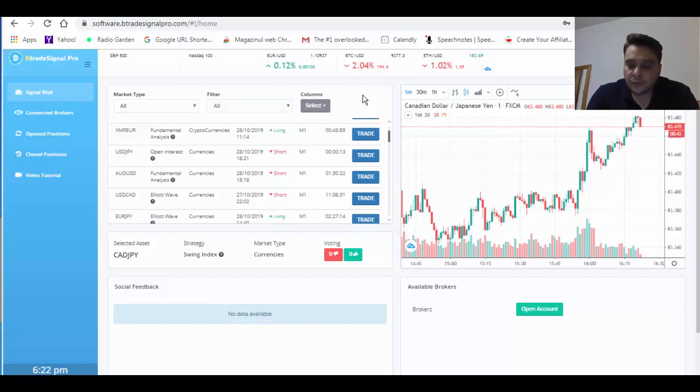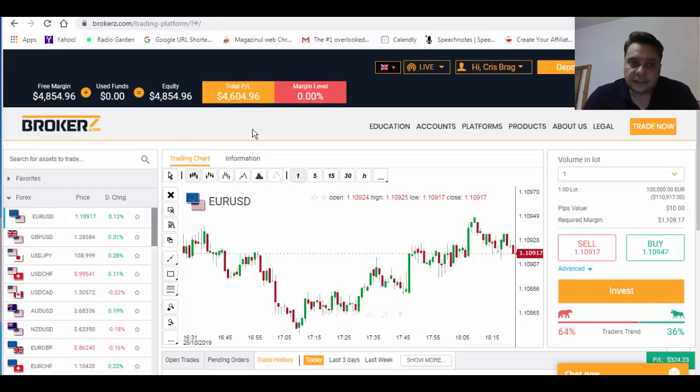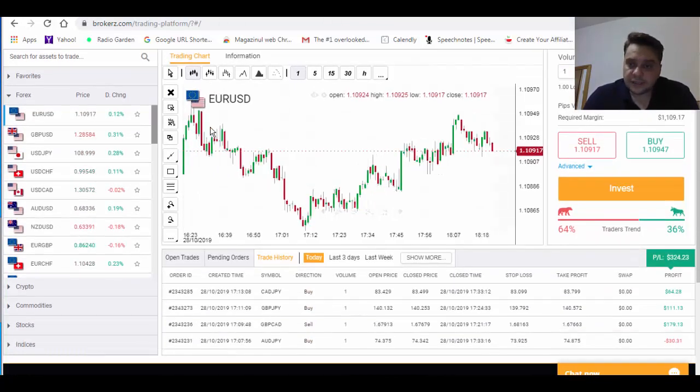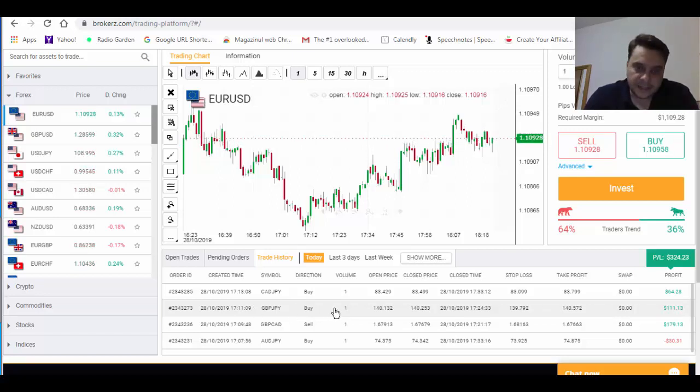And now I want to go to my broker account and show you today's trading session, because I didn't have time to record the entire live session. So I will update you with exactly the trades that I've been placing today. This is my broker's account, and as you can see at the bottom of the page, we have the trades that I've placed today.